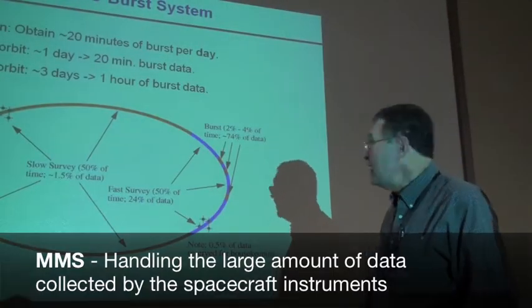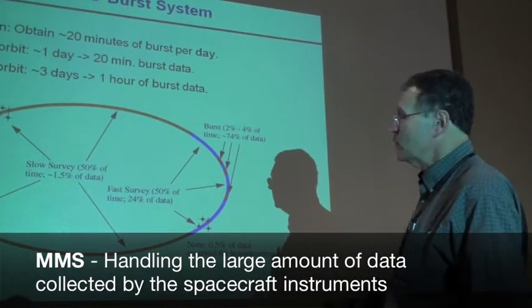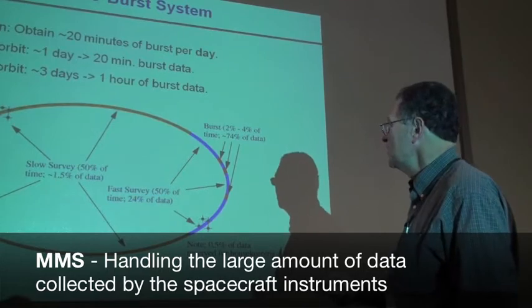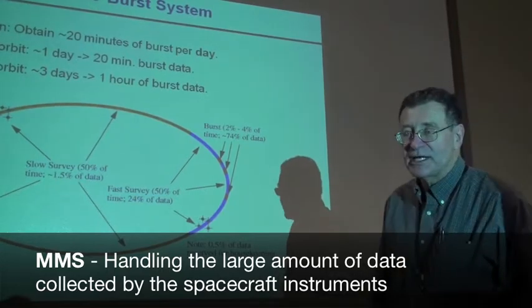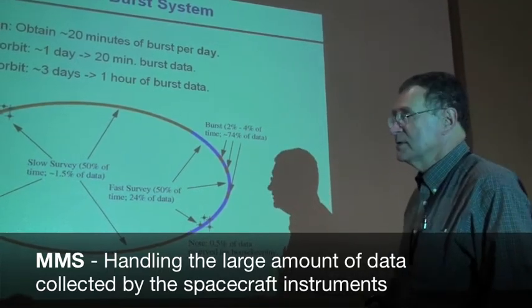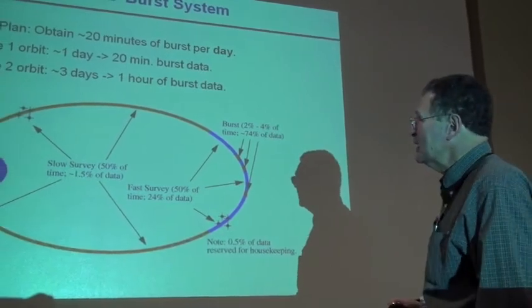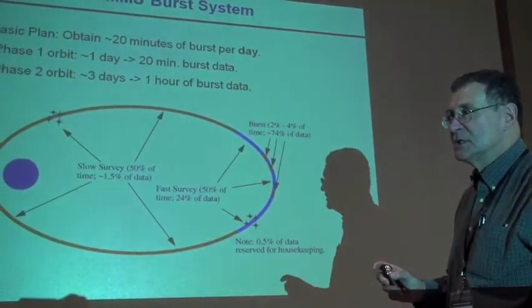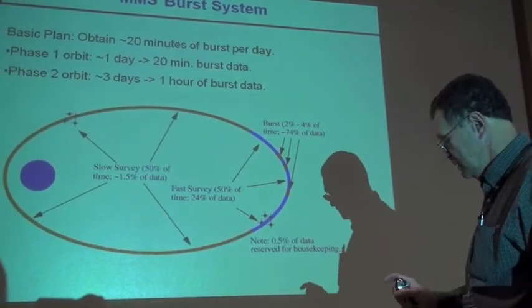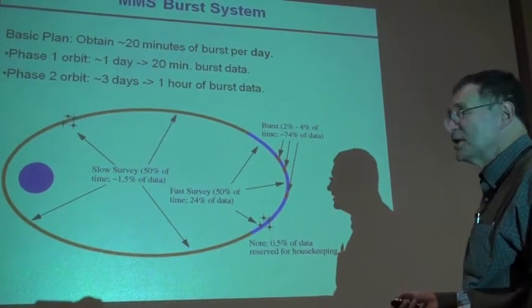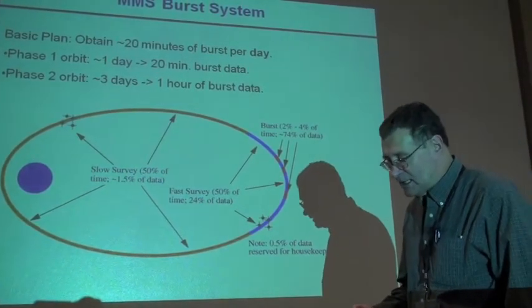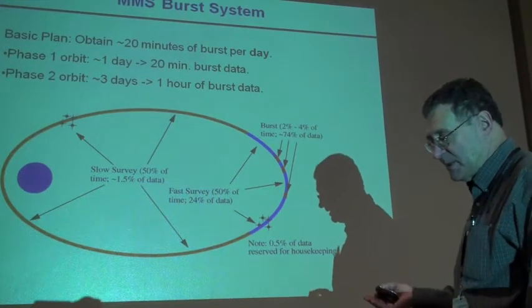So here we have a picture of the MMS orbit in what is called its first phase, where the orbit radius is about 12 Earth radii. And I mentioned that we have to have a tremendous volume of data to catch these very small regions, such that, in fact, we cannot get all this data to the ground from the spacecraft.